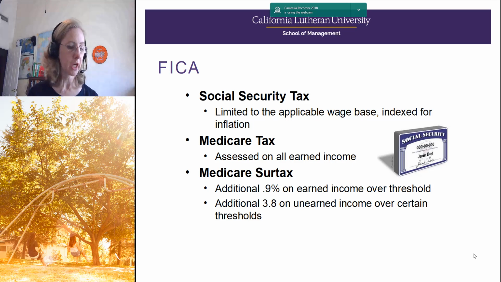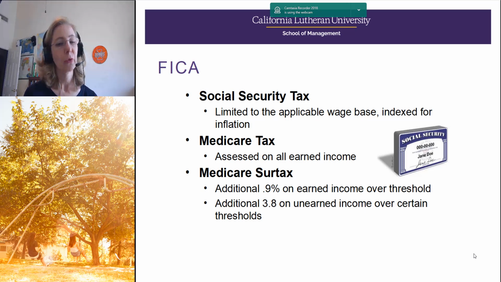Now, the last concept we're going to talk about is FICA. FICA is short for Federal Insurance Contribution Act, and it's composed of 2 separate taxes, Social Security and Medicare tax. I think we're all familiar with the idea that Social Security tax is not applied to all earned income. It is only applied to a wage base, which is indexed for inflation each year. But in contrast, the Medicare tax is assessed on all earned income, and that could be W-2 wages or it could be self-employed income.